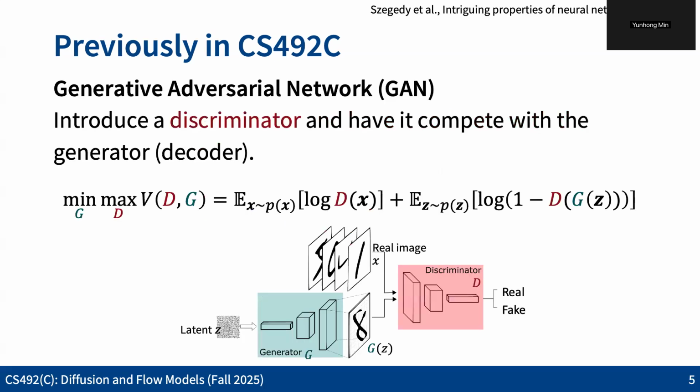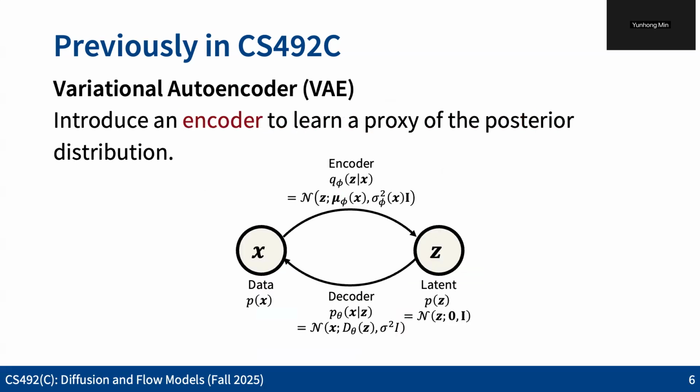The other network for the GAN was the discriminator. So we make the decoder or generator and the discriminator compete with each other, in a way that the output can be non-distinguishable from a real data point. In the VAE case, instead of a discriminator, we have an encoder, which learns a proxy of the posterior distribution. So that was the basic idea that we discussed last time.